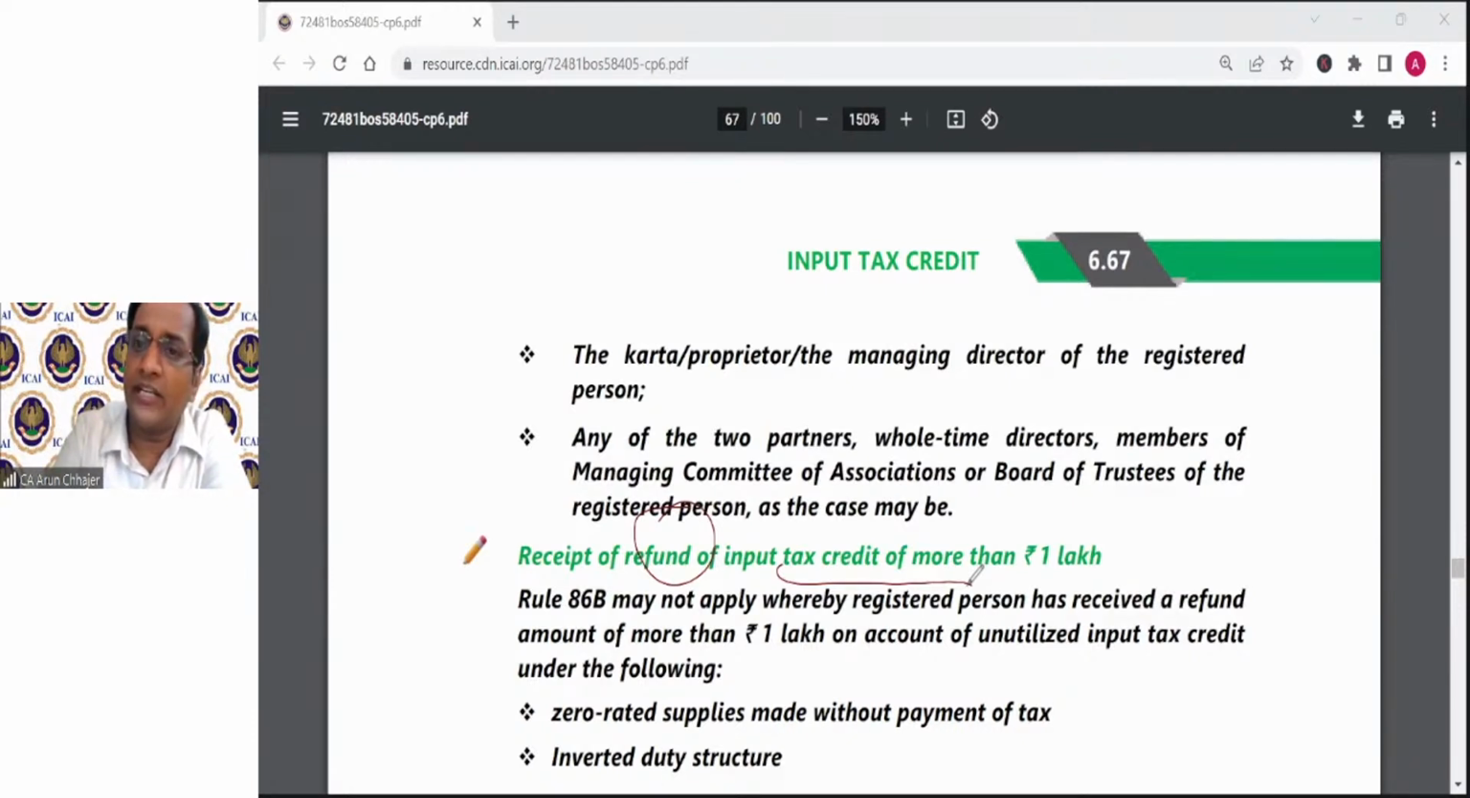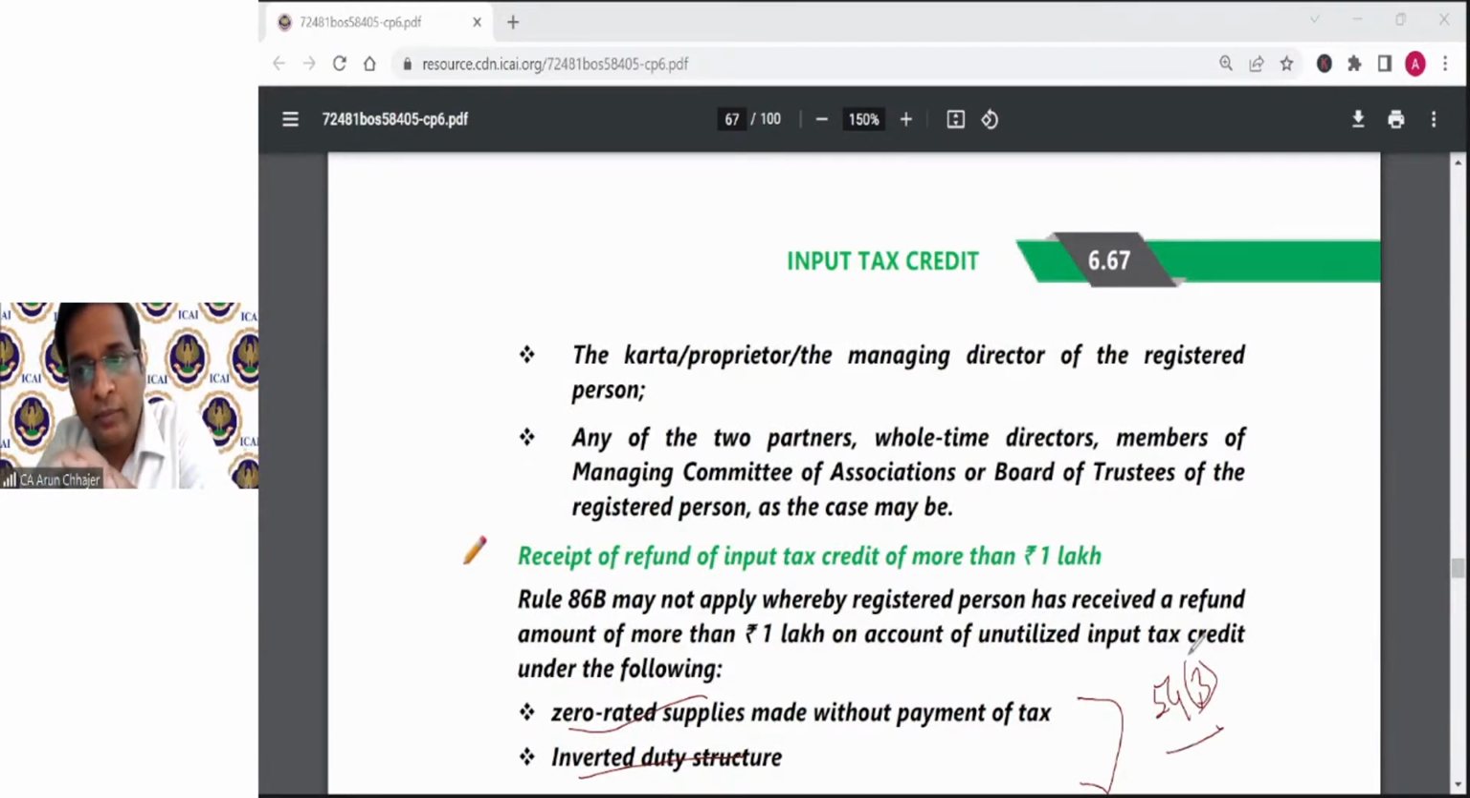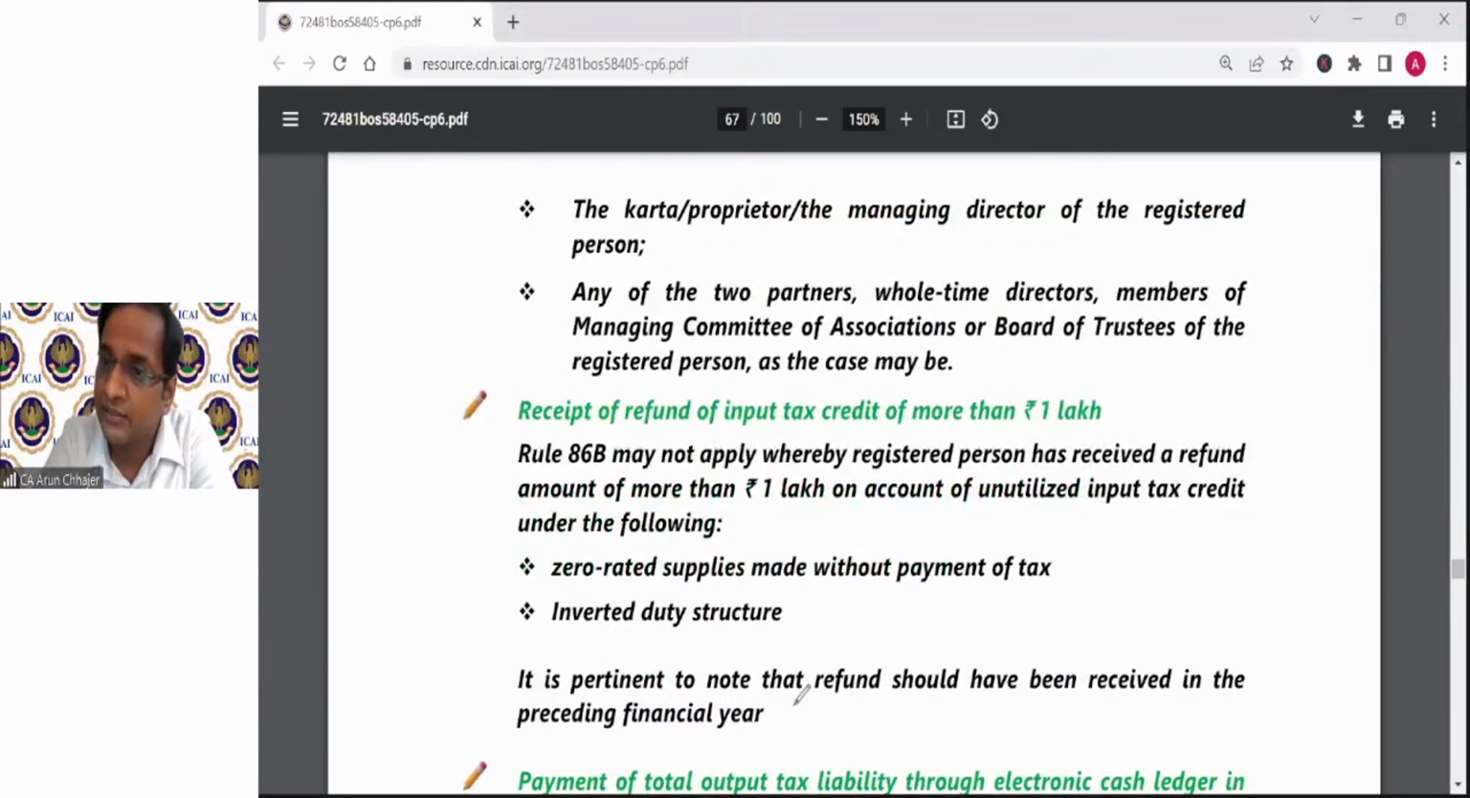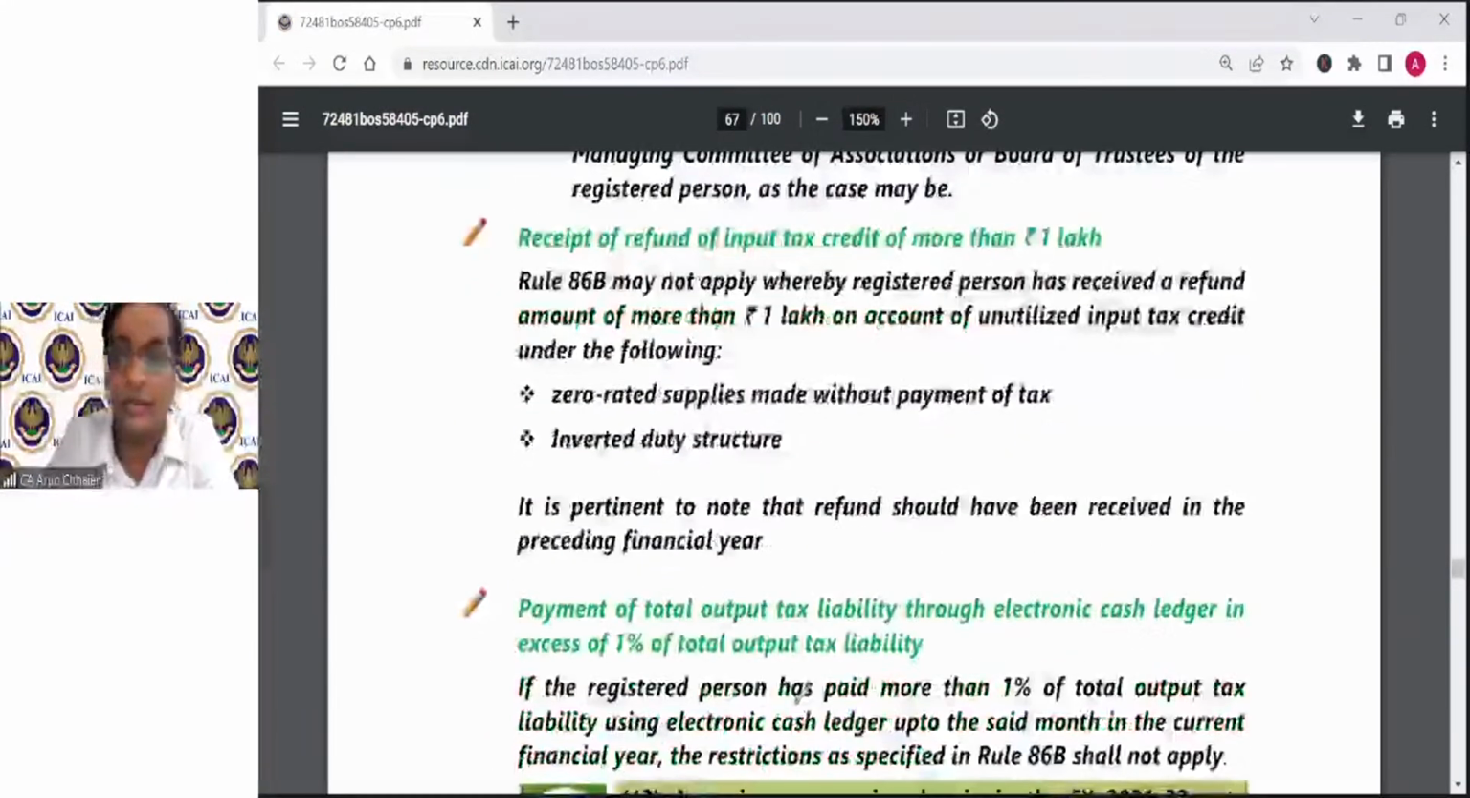So there are 2 categories of transactions in which refund of ITC is permitted. This is not in your inter-syllabus. So just simply remember that section 54 subsection 3 says that if you are making zero rated supply, or if it is an inverted duty structure, then if there is an accumulation of input tax credit, you are entitled to take the refund. And if you have taken the refund and the amount is more than 1 lakh, again, the restriction of 86B would not be applicable.